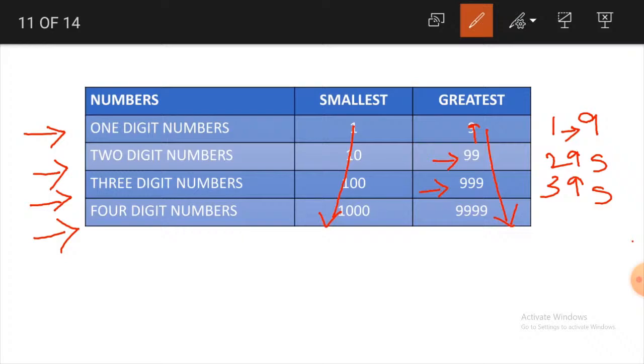See, for greatest numbers we write 9s. If it is a 1-digit greatest number, we write one 9. If it is 2 digits, we write two 9s. If it is 3 digits, we write three 9s. If it is 4 digits, we write four 9s.